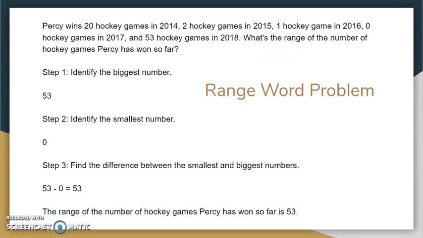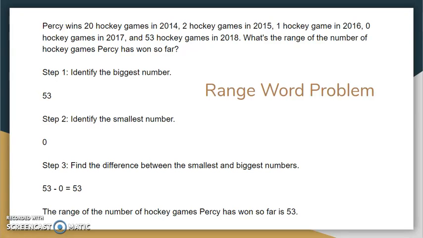Finally, let's do a range word problem. Percy wins 20 games in 2014, 2 hockey games in 2015, 1 hockey game in 2016, 0 hockey games in 2017, and 53 hockey games in 2018. What's the range of number of hockey games Percy has won so far?